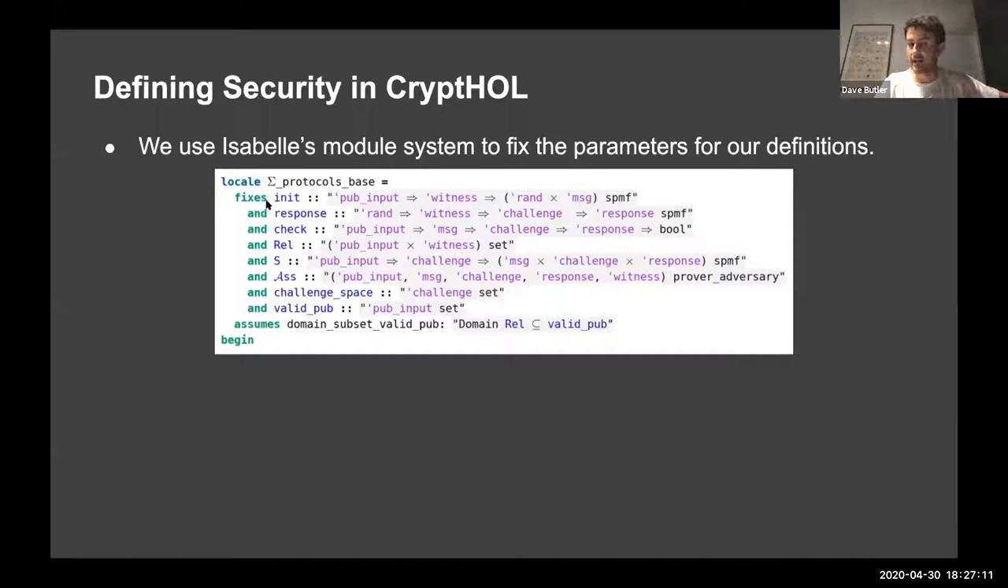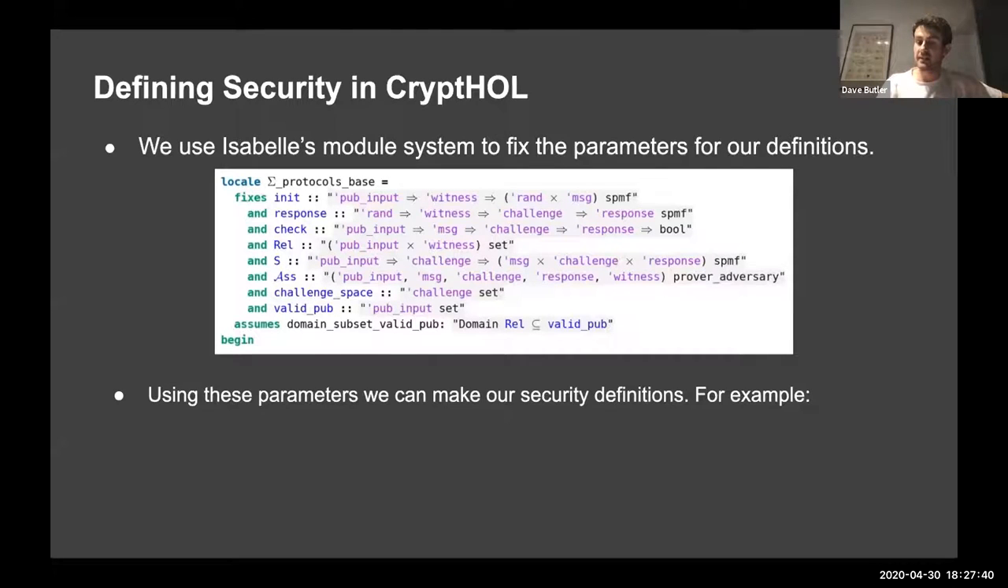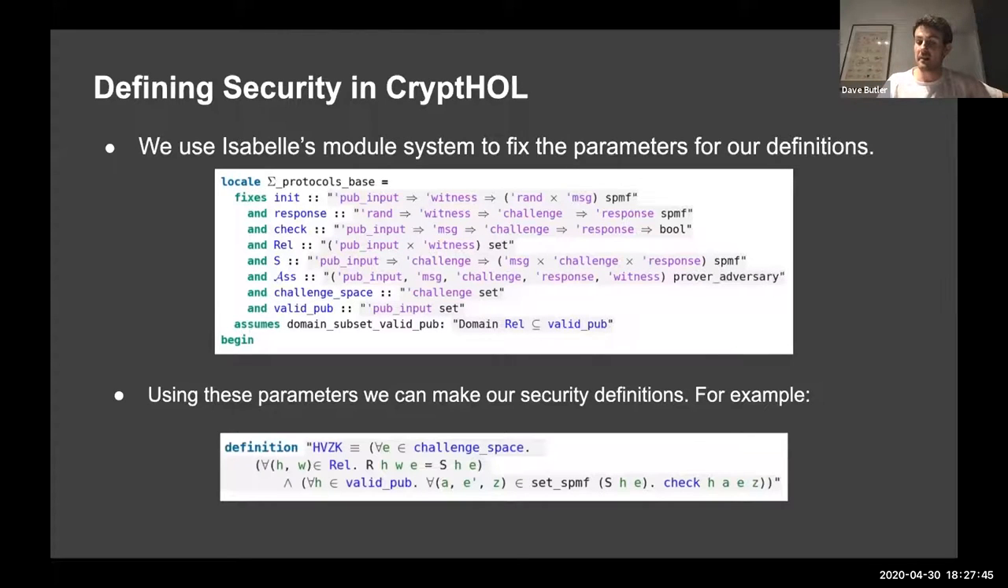So what do we need to fix? The parameters of the Sigma protocol. So we fix this initial function. This is the function that sends the first message. We fix what the response looks like and what the check looks like, and then the actual relation. And this is just the simulator, the soundness adversary, and then a couple of constructs of the actual formalization that we're not going to worry about. And just one assumption here. It doesn't matter what this assumption is. We require this one assumption that we'll come back to later. And using these parameters, so all we've done here is fix the types of the parameters. They're very, very general. We can make our definitions.